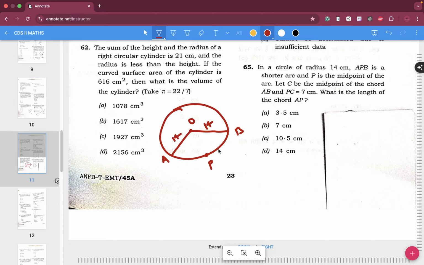Let C be the midpoint of the chord AB. Now this is your chord AB and the midpoint over here is C. PC will go through the midpoint only. PC is equal to 7 centimeter. If PC is equal to 7 centimeter, what is the length of AP is what they are asking.